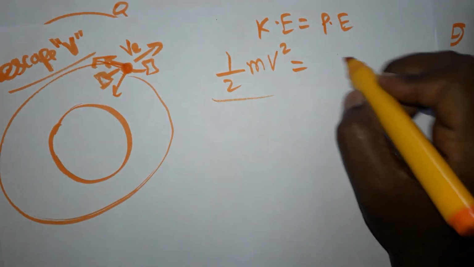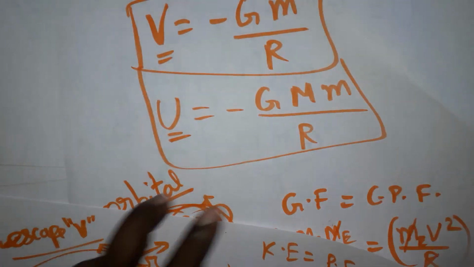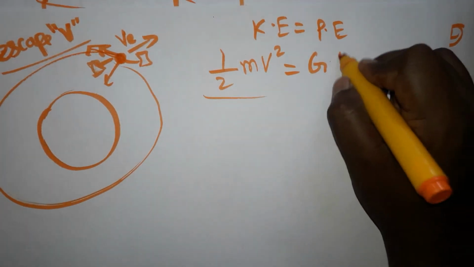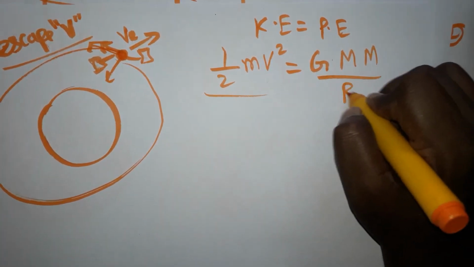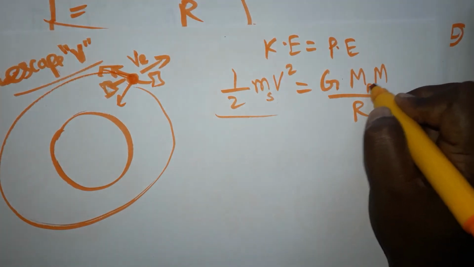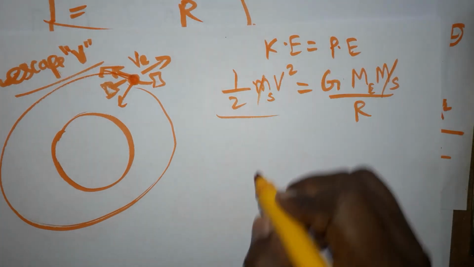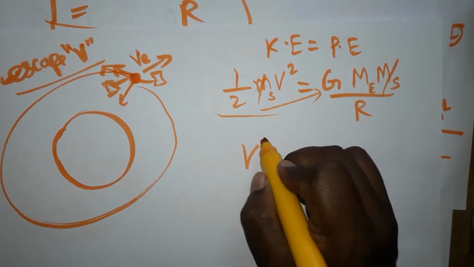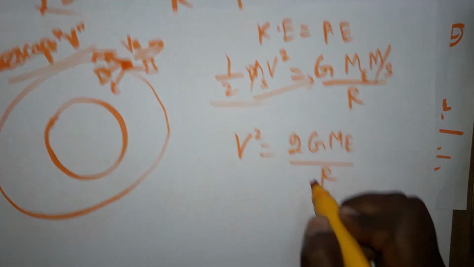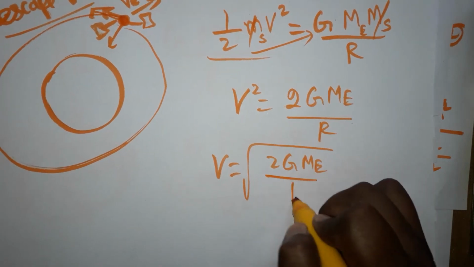Kinetic energy is equal to potential energy. Potential energy, we already have the equation, gravitational potential energy, G times Mm divided by r. It is the kinetic energy of the satellite, where M is the earth and m is the satellite. The satellite mass gets cancelled, and I bring the 2 here. Velocity squared is equal to 2 times G times the mass of the earth divided by the radius. So v is equal to the square root of 2GMe divided by r.